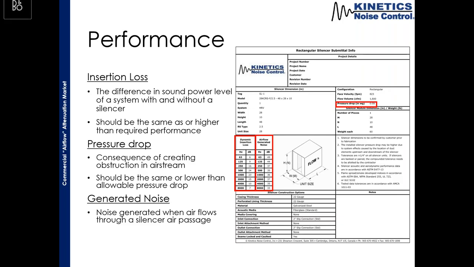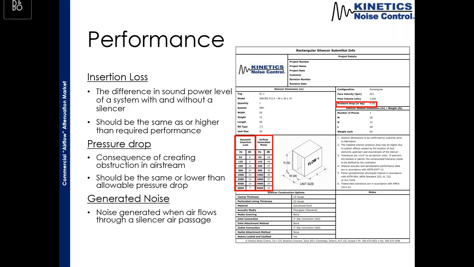So when I talk about the acoustic performance, I'm talking about the insertion loss of a silencer. This is the difference in sound power levels in a system with and without a silencer. So on the right of the screen here, you can see a standard Kinetics submittal. About halfway down the screen, there's a red box, and inside that red box, it says dynamic insertion loss.